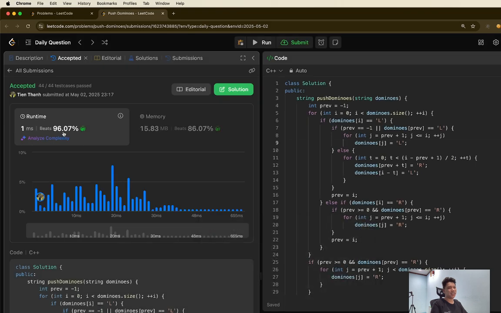Okay, 96% is great. Memory. Okay, I think this code can be optimized more. Right now this is it. Goodbye.